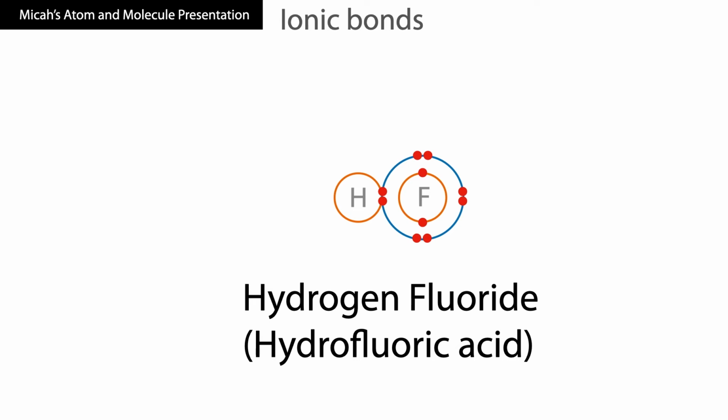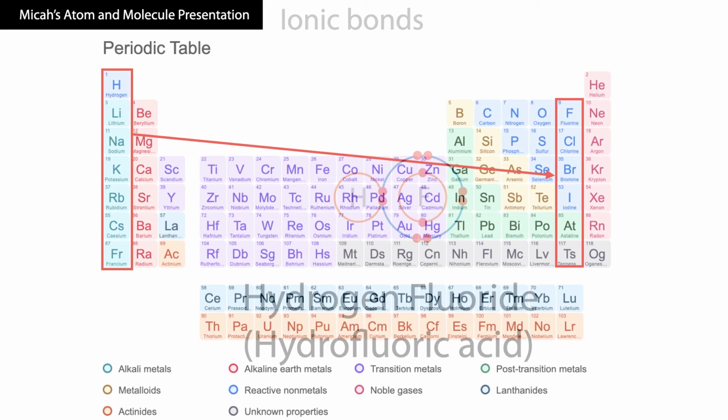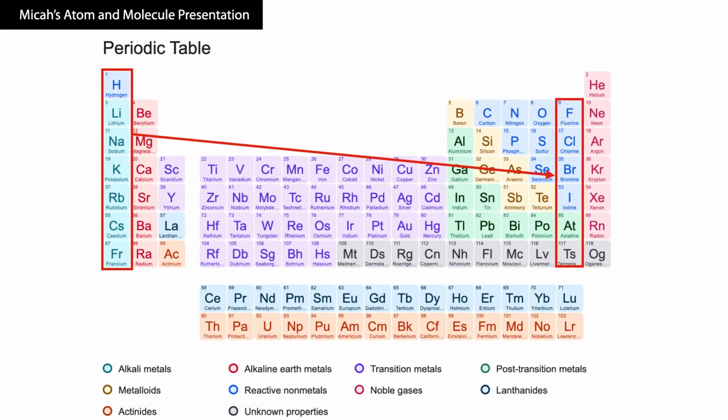This is called an ionic bond. One atom has a complete outer shell, and the other atom gives its electron to complete the other one. Hydrogen and the alkali metals have one extra electron in their outer shell, so when they get near an element that is missing an electron, they naturally form an ionic bond.